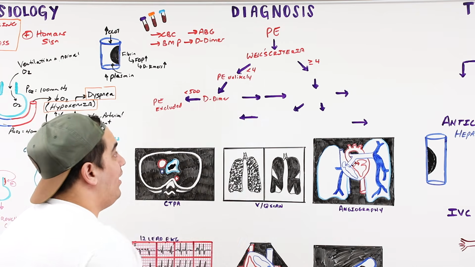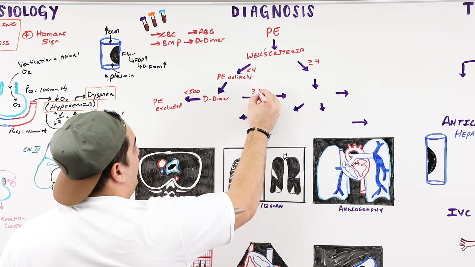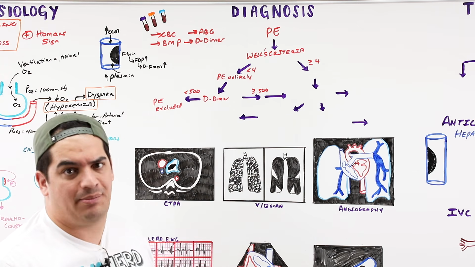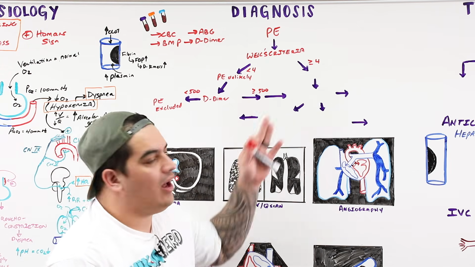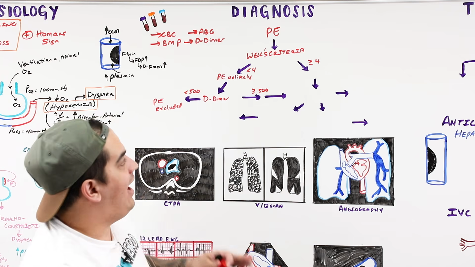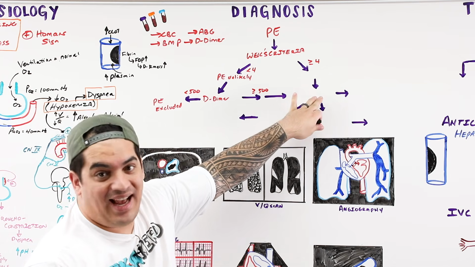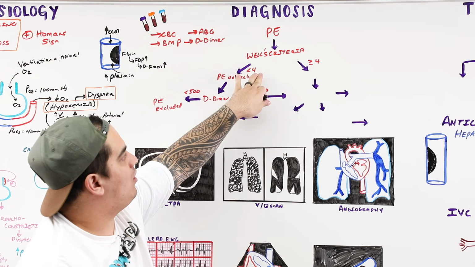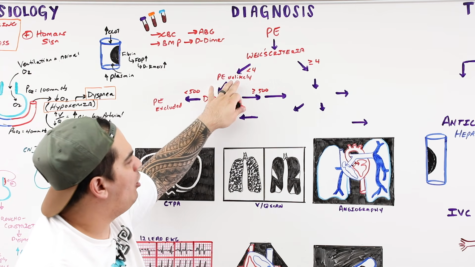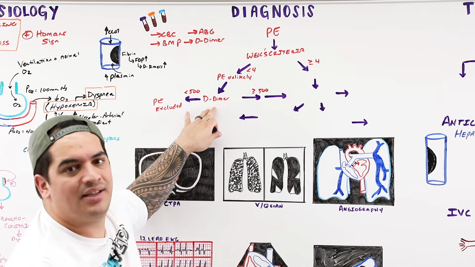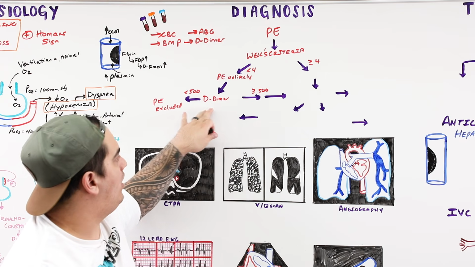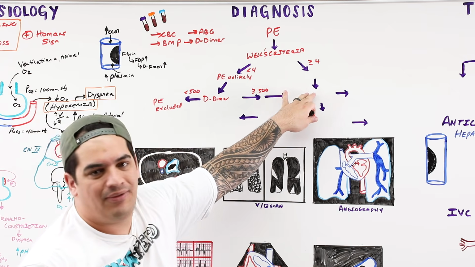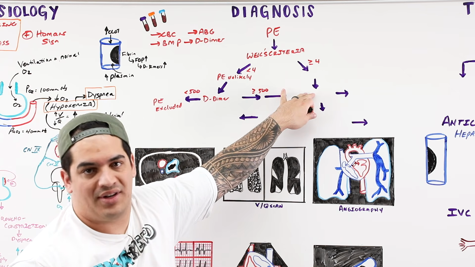Now, if it's greater than or equal to 500, then there's somewhat of a higher suspicion, and so we may do another test. We'll get to what that test is in just a second because we're going to move down that way. So again, Wells criteria score less than 4, PE unlikely, low pretest probability, just check a D-dimer. See if there's a high clot burden going on. If it's not, you can exclude a PE. If there is, you have to be compelled to potentially order another test.